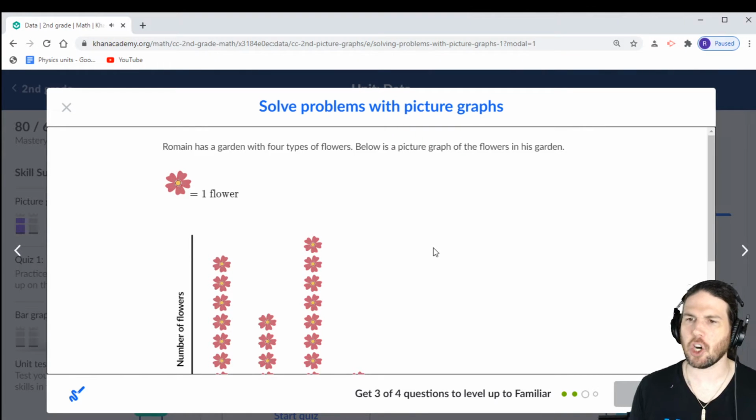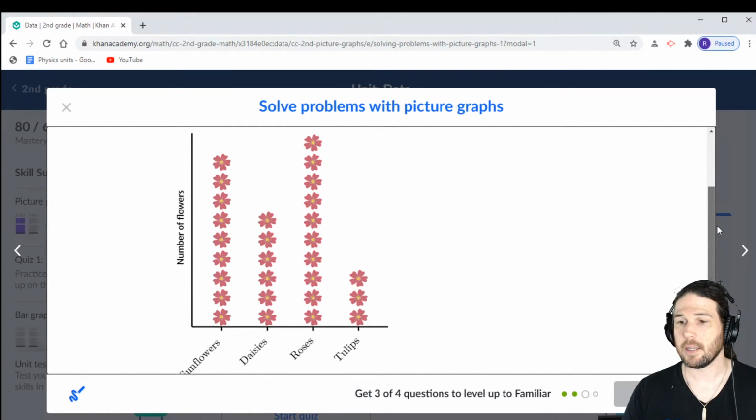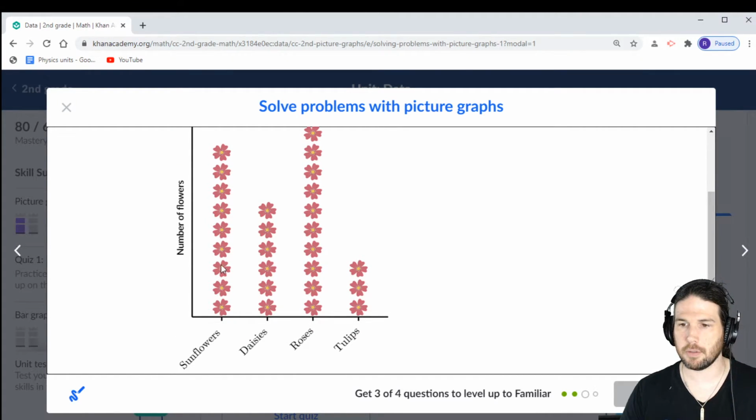Romaine has a garden with 4 types of flowers. Below is a picture graph of the flowers in the garden. So I see that we have 1, 2, 3, 4, 5, 6, 7, 8, 9 sunflowers. This looks like 6 daisies. This looks like 10 roses and 3 tulips.